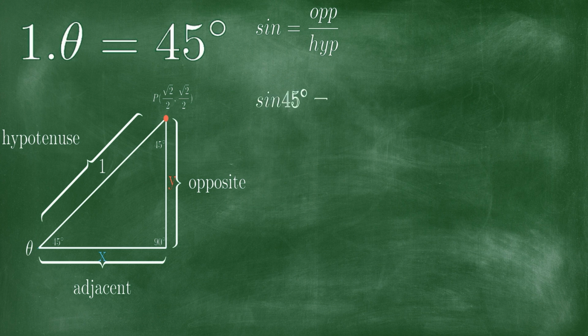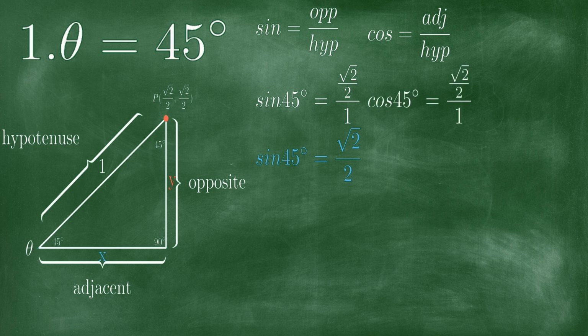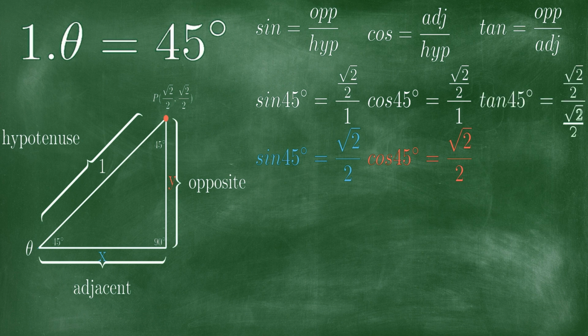So, sine 45 degrees is just equal to square root of 2 over 2 divided by 1, which would give us square root of 2 over 2. Cosine 45 degrees is equal to square root of 2 over 2 over 1, which also would give us square root of 2 over 2. For tangent 45 degrees, that is just equal to square root of 2 over 2 divided by square root of 2 over 2, which would give us 1.